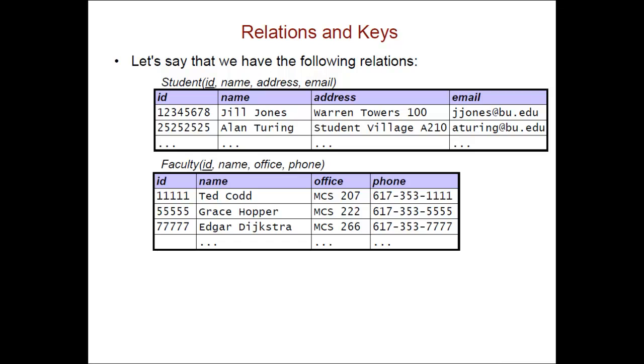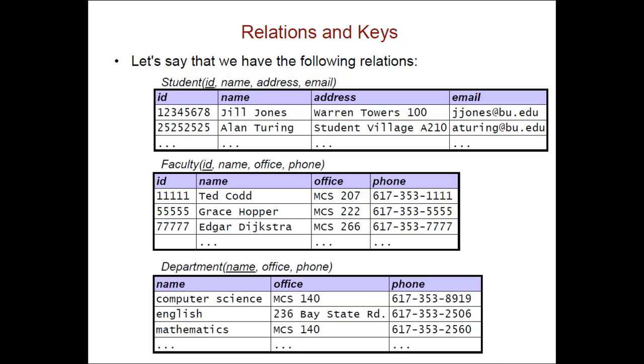Another table for faculty information. Here again, ID is the primary key, and we also have columns for the faculty member's name, office, and phone number. And then finally a table for departments. Here the name is determined to be unique, and so it can serve as the primary key. We also have the address of the department office and the phone number of the department office.